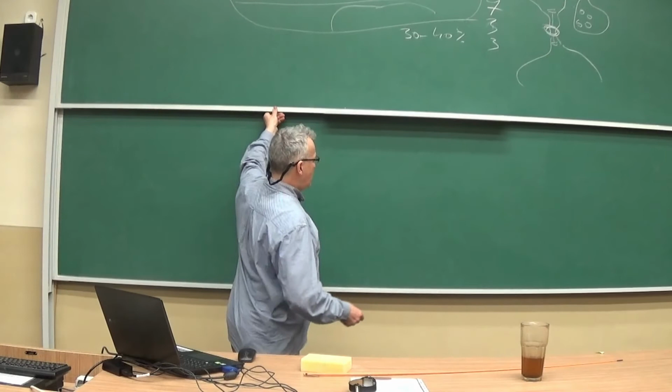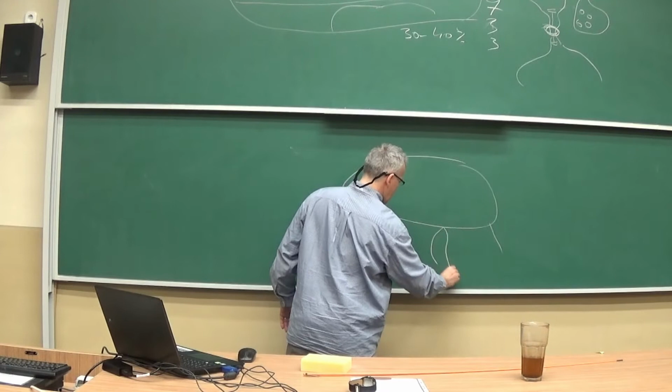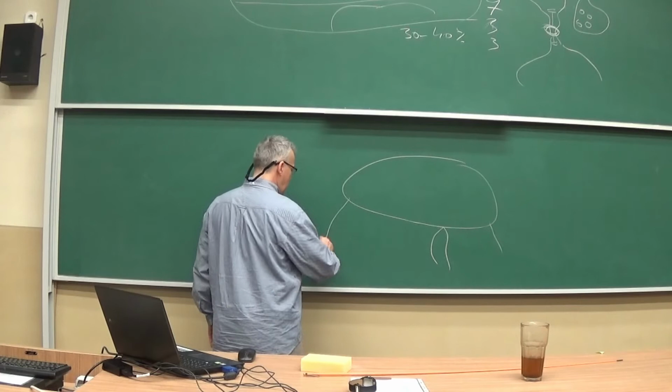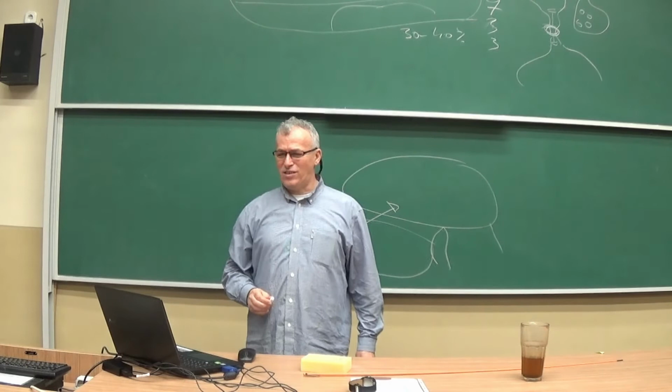This is the Mediterranean Sea. It's a simplification. Africa. Europe. Red Sea. And which is the dominating direction of wind? This is the dominant direction of wind. And this area, the Sahara Desert, is a very dry region.